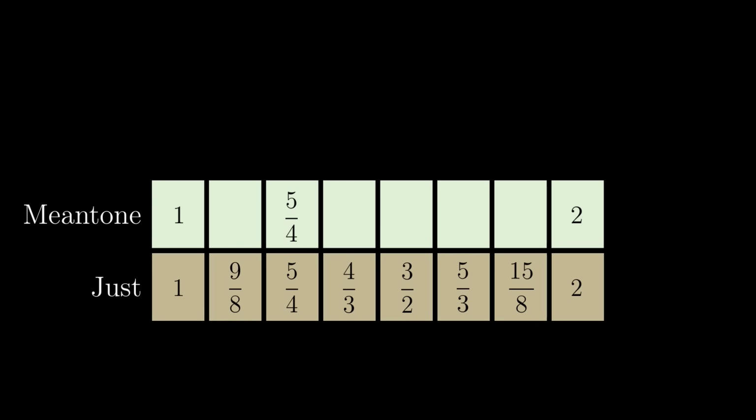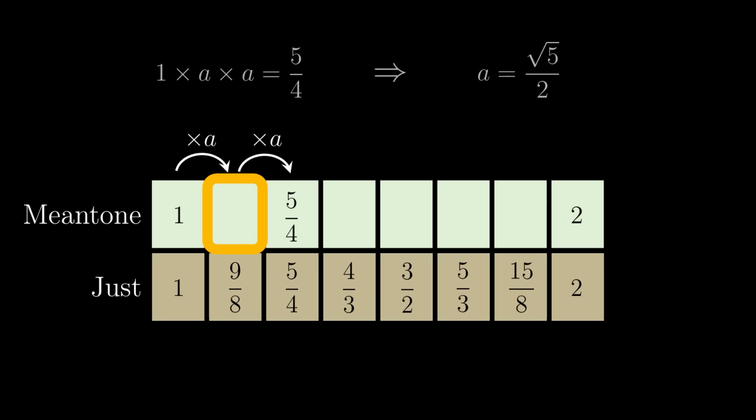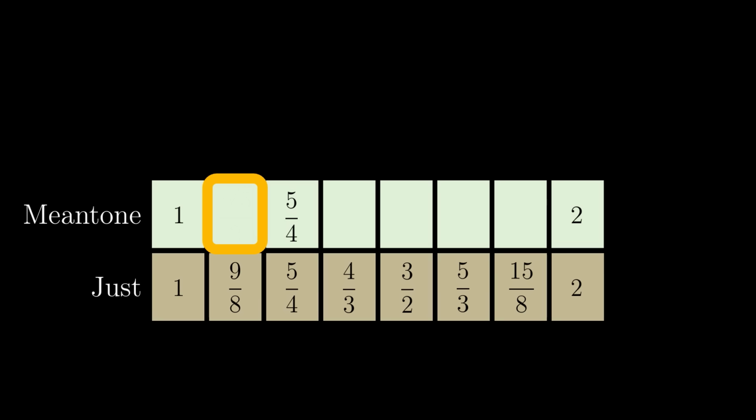So, back to our meantone temperament. We wanted our second note to be in equal musical distance from the first and the third notes. So we used a little bit of math and found out that it should equal the square root of 5 over 2. But hopefully now we understand that because we're dealing with musical distance, what we're looking for is actually the geometric mean of 1 and 5 over 4. So we can use our formula for the geometric mean and get directly that the second note should be the square root of 1 times 5 over 4, which is indeed the square root of 5 over 2.